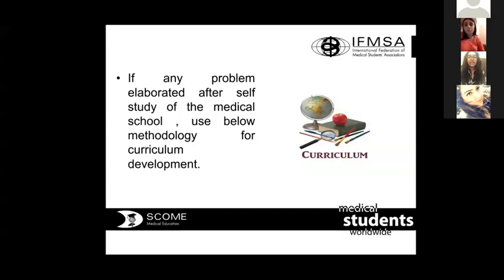So in the next slide: if any problem is identified after doing the self-study of the medical school, use the below methodology for curriculum development. As we were discussing previously, if a university did a self-report and saw that their medical school is lacking standards or is below the standards set for a specific domain, what can we do in this case? For example, if the problem was in the educational program, or we realize that there is a lack in the curriculum of our medical schools, how can we approach this problem? Next slide.